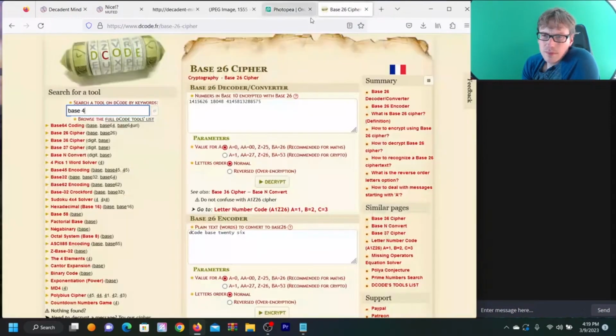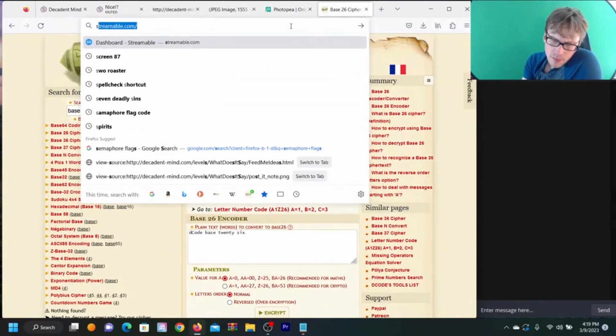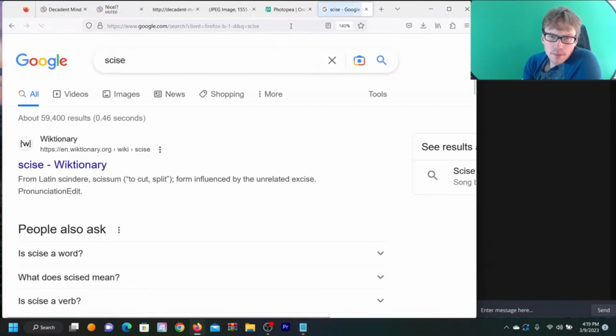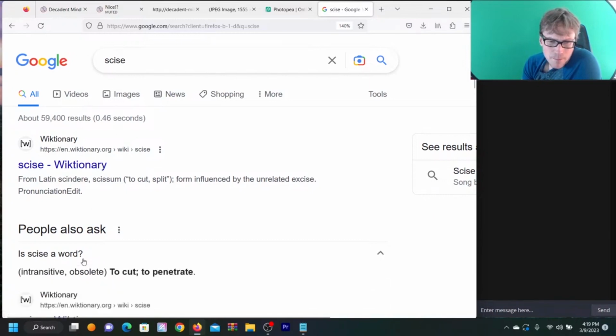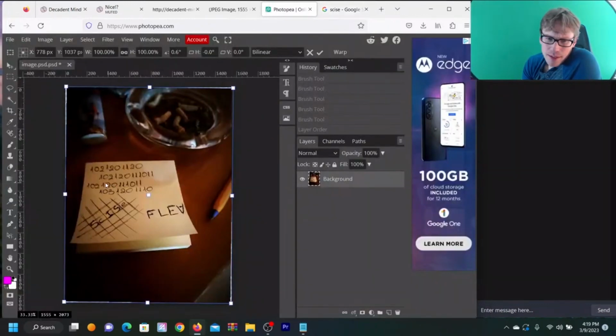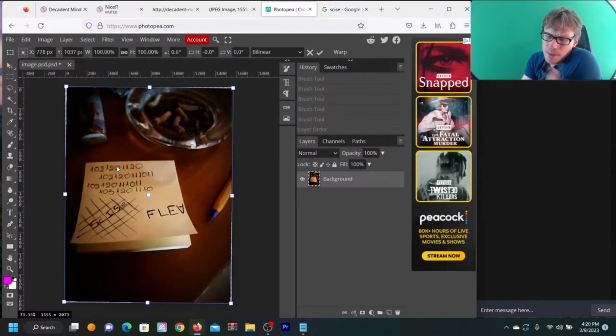SCISE. CISE. To cut or to split. Alright, that's interesting. So this could have something to do with halves, cutting things in half.